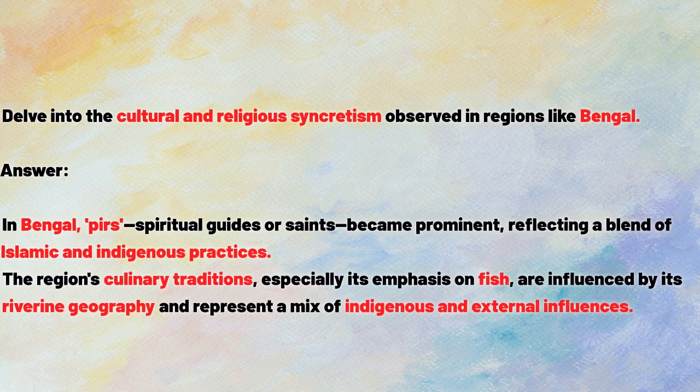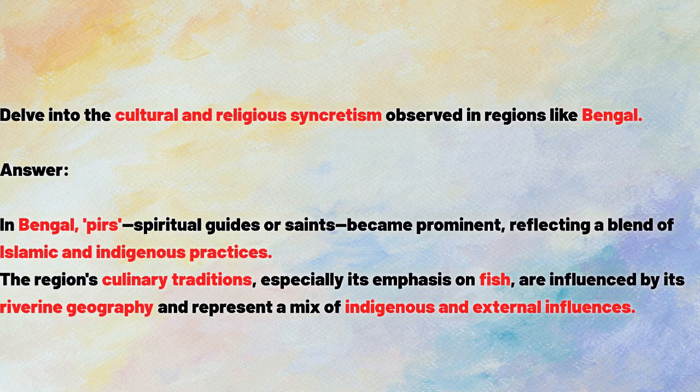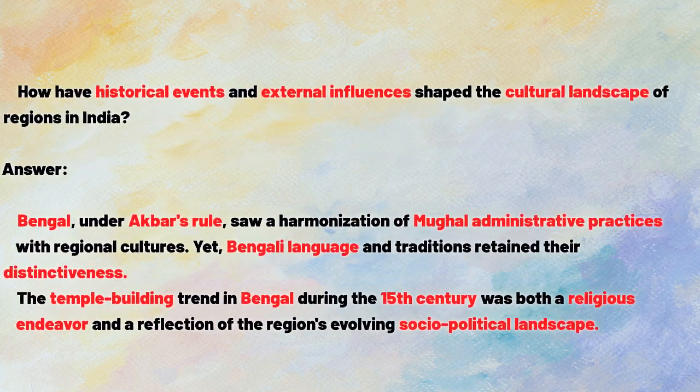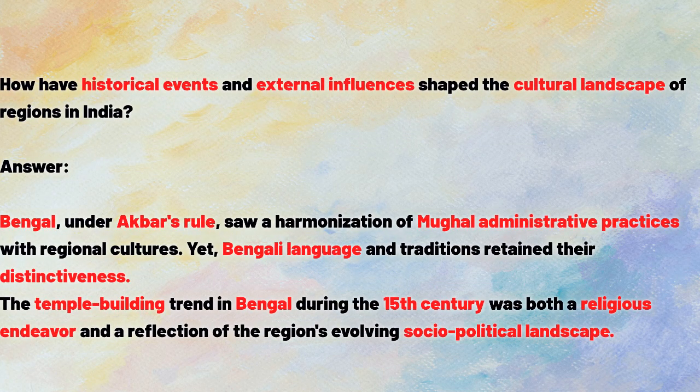Delve into the cultural and religious syncretism observed in regions like Bengal. Answer. In Bengal, pirs, spiritual guides or saints, became prominent, reflecting a blend of Islamic and indigenous practices. The region's culinary traditions, especially its emphasis on fish, are influenced by its riverine geography and represent a mix of indigenous and external influences.